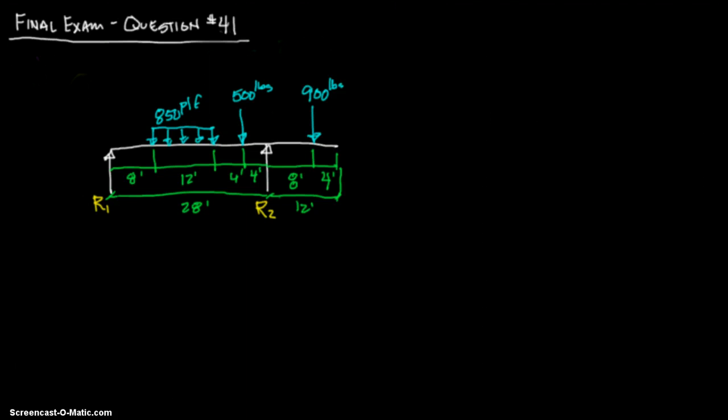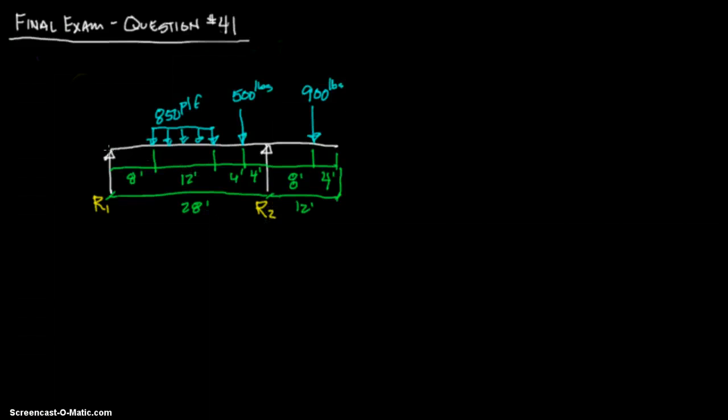Alright, and it says a beam supports the load shown below. There's the beam. I just made it a line. What is the reaction at R2, neglecting the weight of the beams? We need to figure out what R2 is. And first of all, when I do that, I'm saying, okay, well, how do I isolate R2?